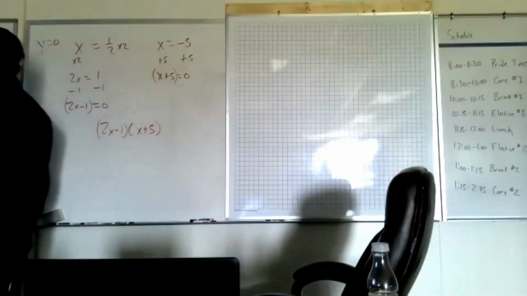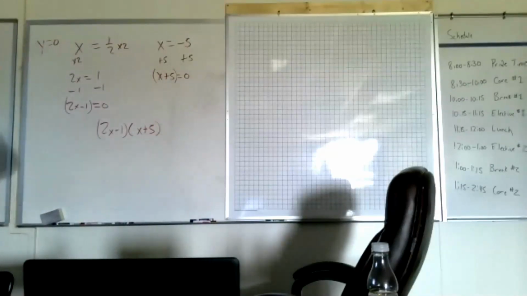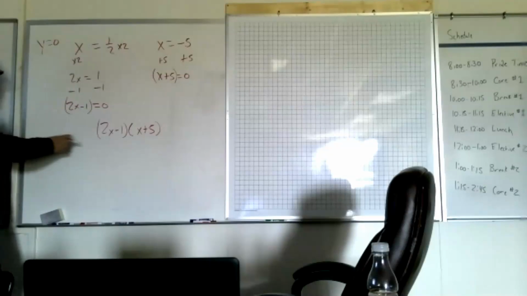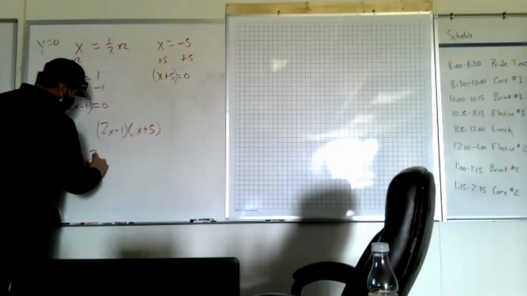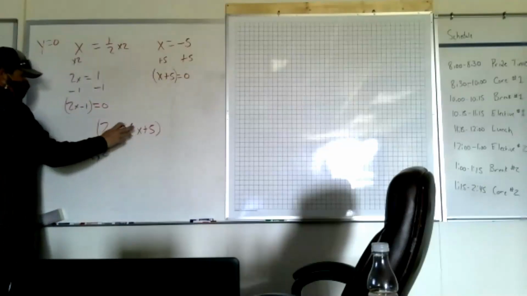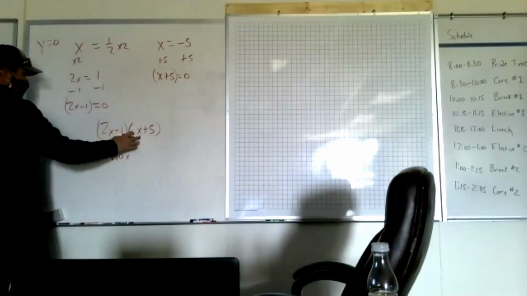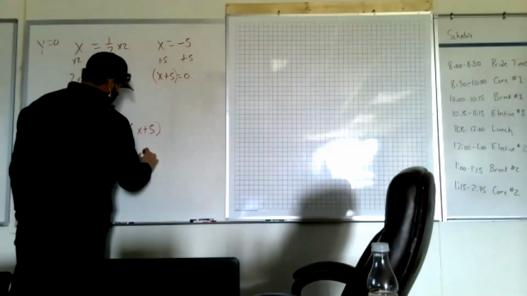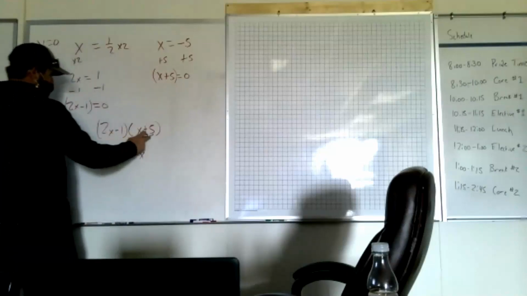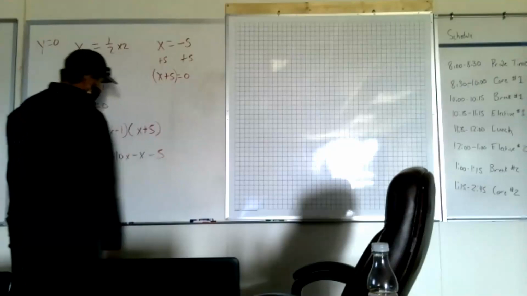Okay, to put it into the standard form, which they want, we have to carry out FOIL. So 2x times x gives you 2x squared. 2x times a positive 5 gives you plus 10x. -1 times x is a -1x. -1 times 5 is -5.